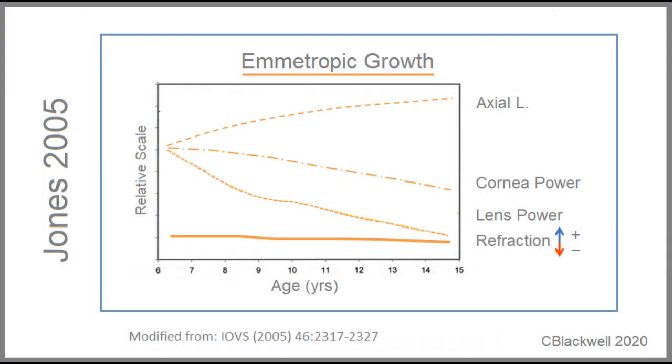Here is what eye growth of the component parts looks like in emmetropes. In this graph, myopic refraction is downward. The power of the cornea and lens gradually decrease, while axial length increases, in this case synchronized so that refraction remains stable near 0. The key point here is that the eye is guiding its own growth toward emmetropia, an amazing bit of physiology.